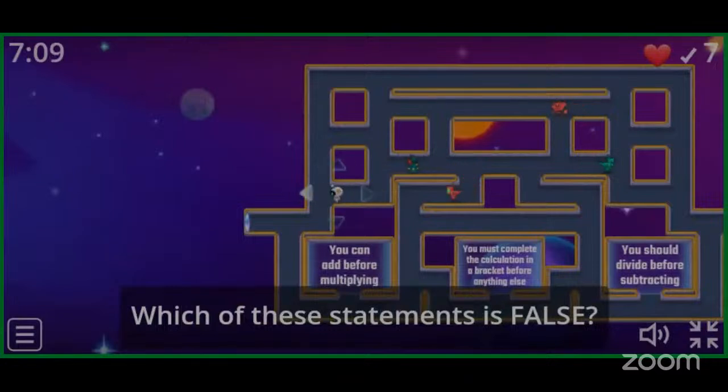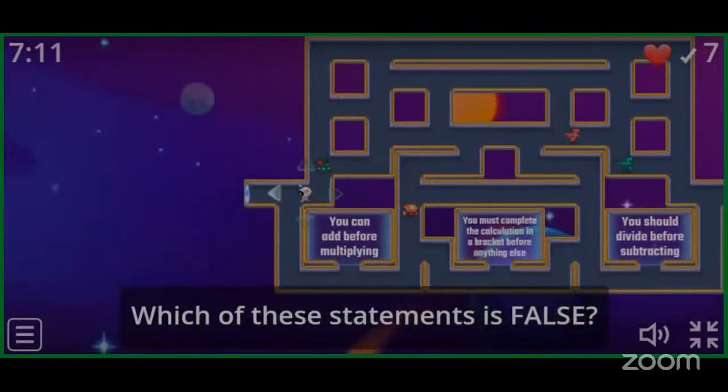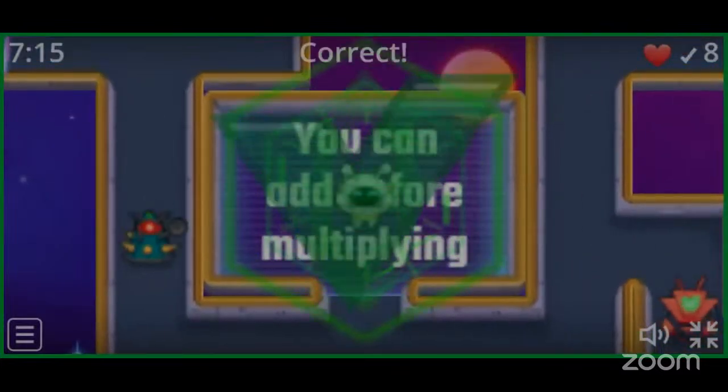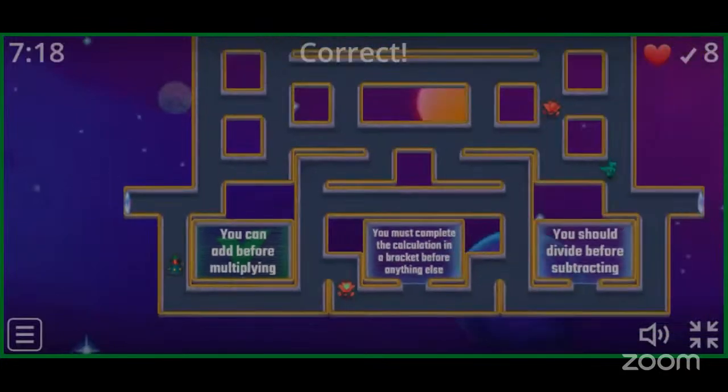Okay, let's go down, down, down. Come on, controls. Okay, this is a race. Away from harm's way.